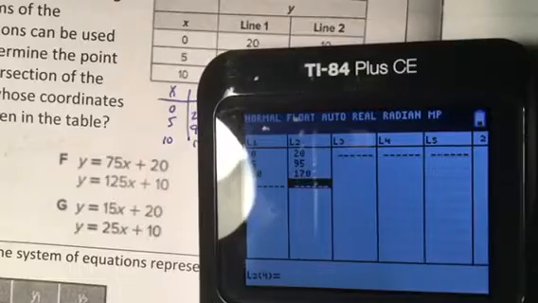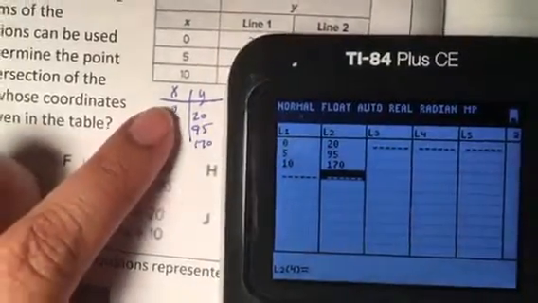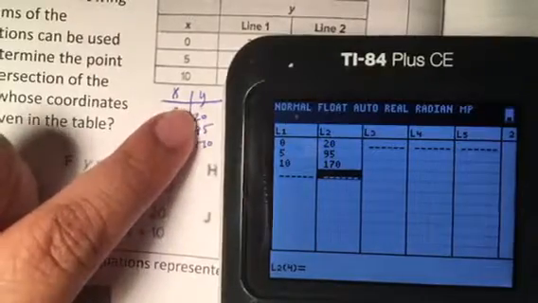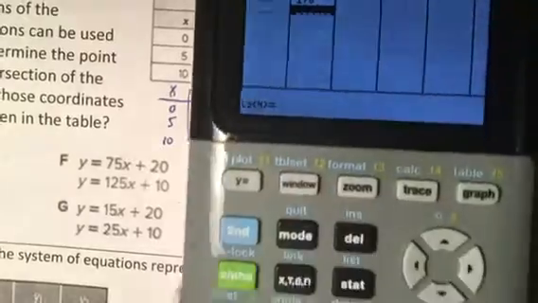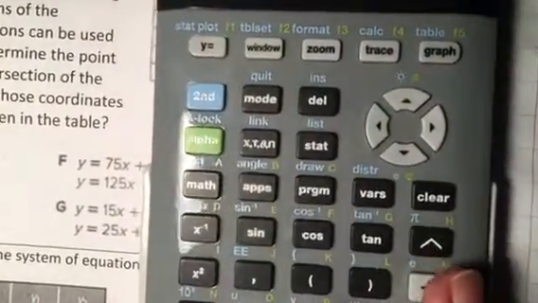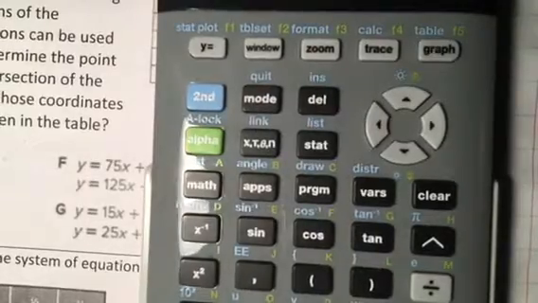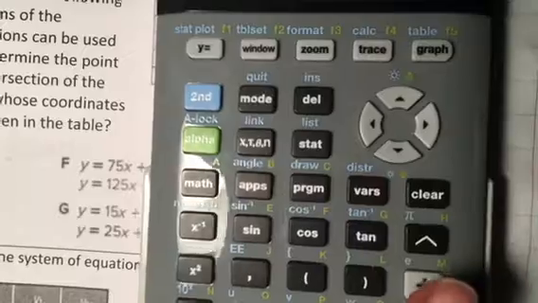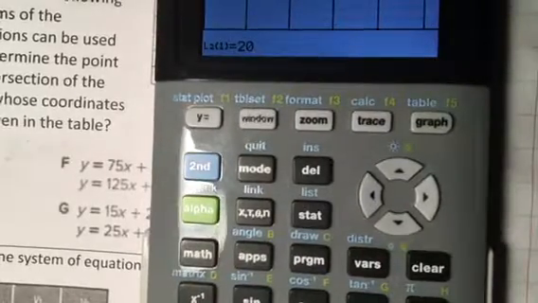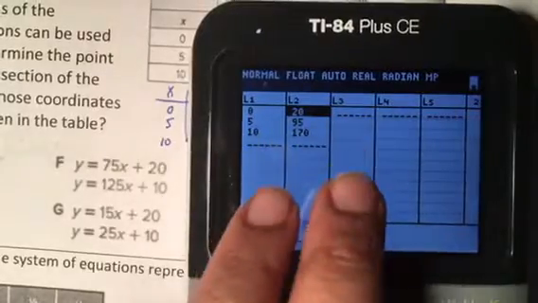Okay, so those are the 3 points that you have. You have 0, 5, 10, 20, 95, 170. Okay, so calculator steps. I want to show you these buttons because some of you guys are confused and don't know where they're at. So you're going to press stat and then enter. Oh, we've already done that part. Well, I've done that part. That's where I typed in the x's.